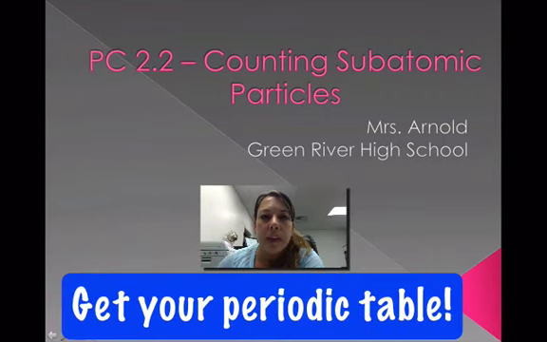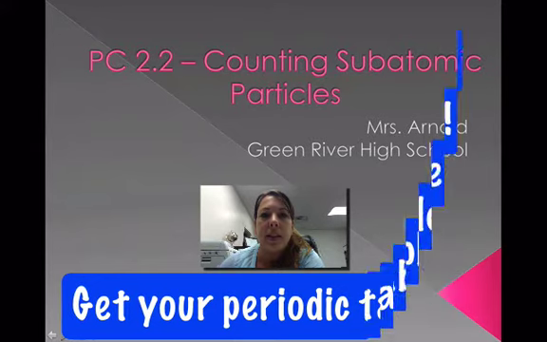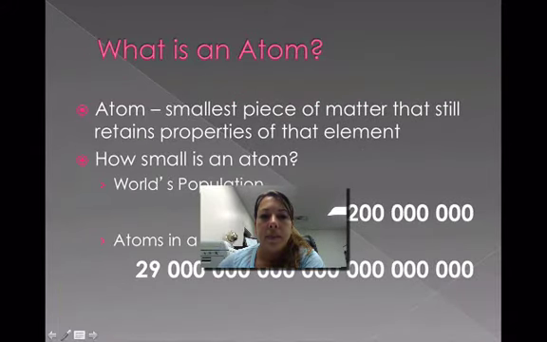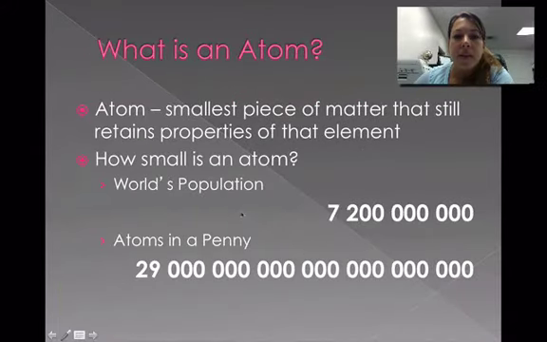Okay, this is podcast 2.2, and we're going to talk about how you can find the protons, neutrons, and electrons within an atom. So an atom is the smallest piece of matter that still retains properties of that element.